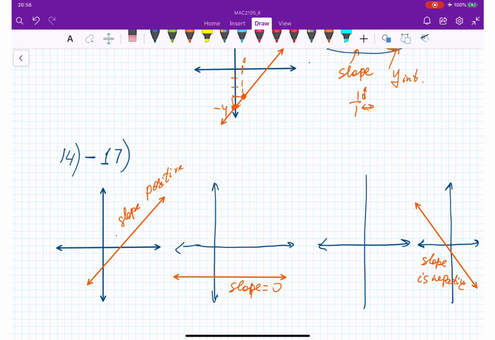Okay? One second, and I will place it. Yeah. And I have color, so it's going to go. Okay, let me put it here. Vertical. So the slope is undefined. Okay? All right. That's all.